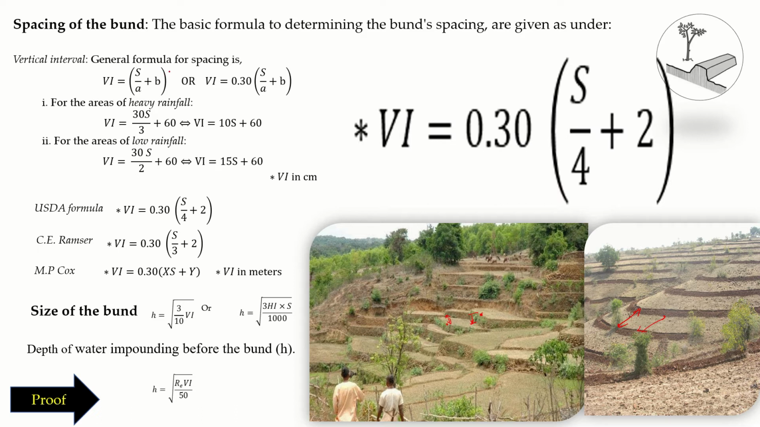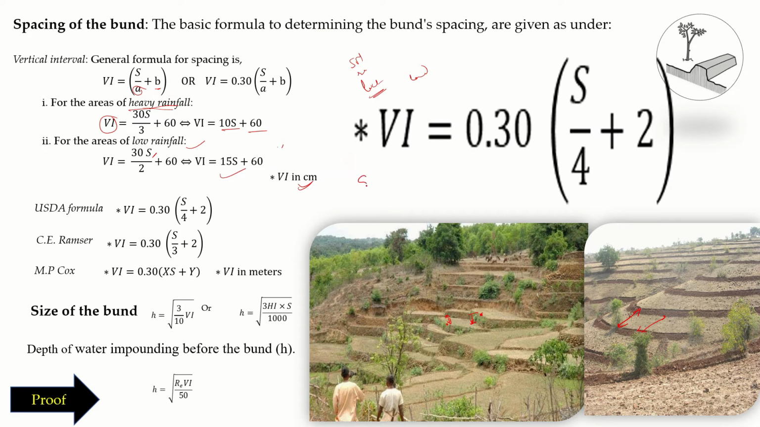The vertical interval may be calculated, and that depends on your parameters. I just said, the type of soil, rainfall condition, local parameters and normal land slope. These are rational formulas based on experiments and research. They have given the vertical interval as slope times A plus a constant B. In the heavy rainfall region, the vertical interval will be calculated using this formula, 30 times S by 3 plus 60, that is nothing but 10 times S plus 60. Similarly, for the low rainfall region, this is the formula. Here all vertical intervals are in centimeters, and slope is in percentage.